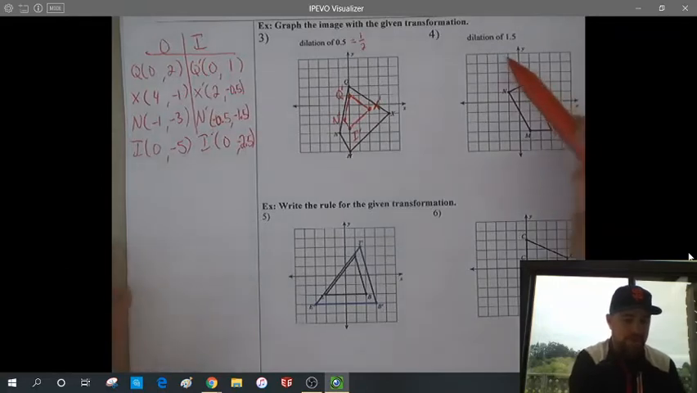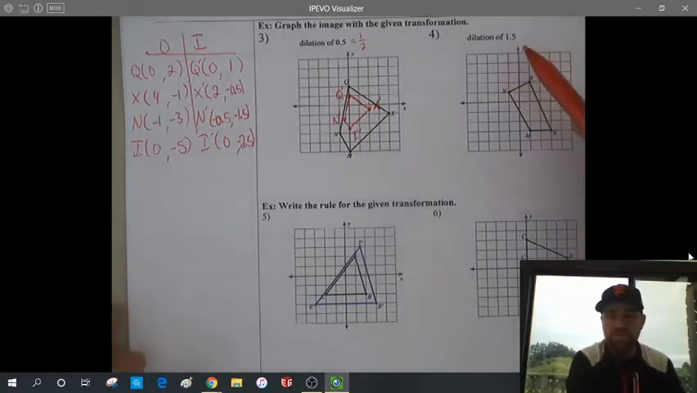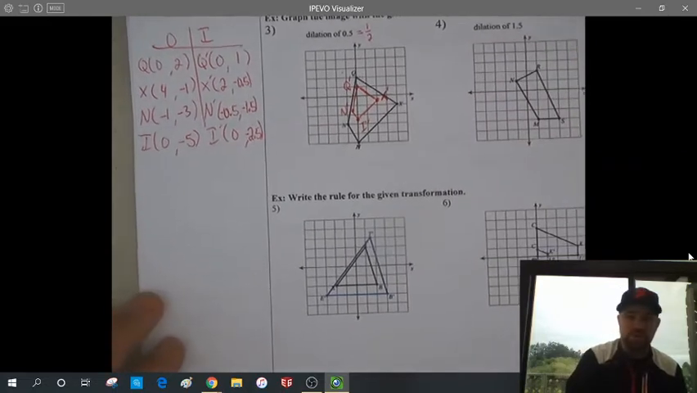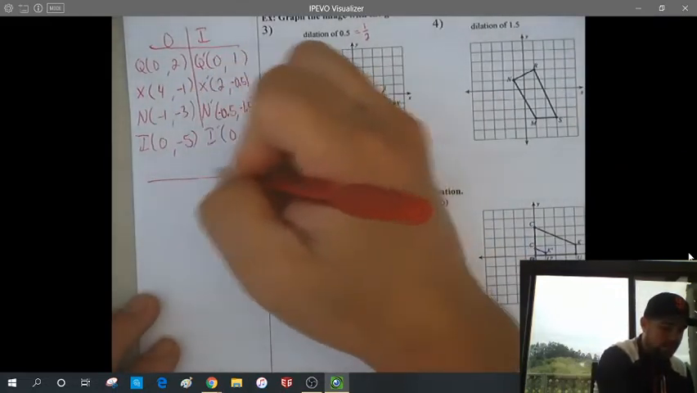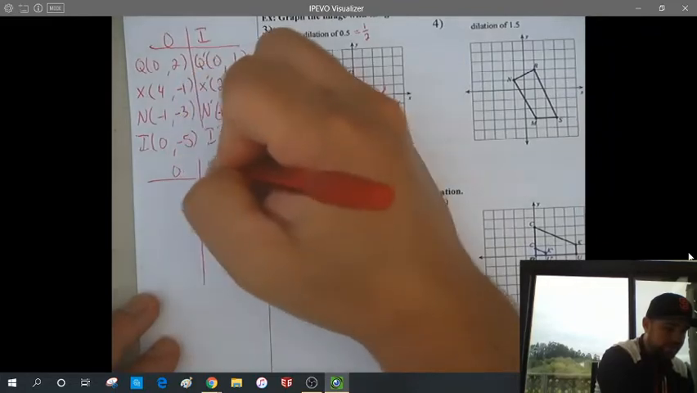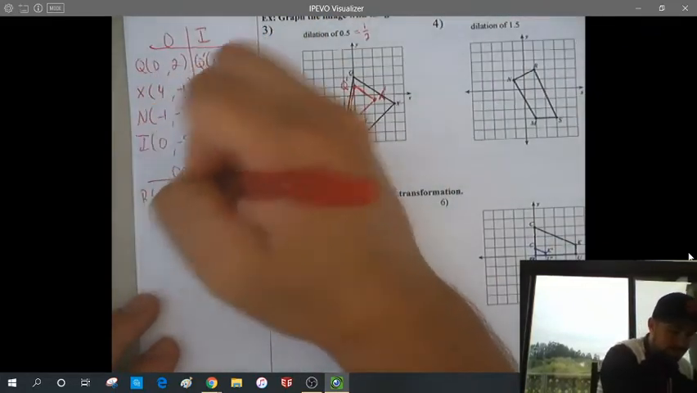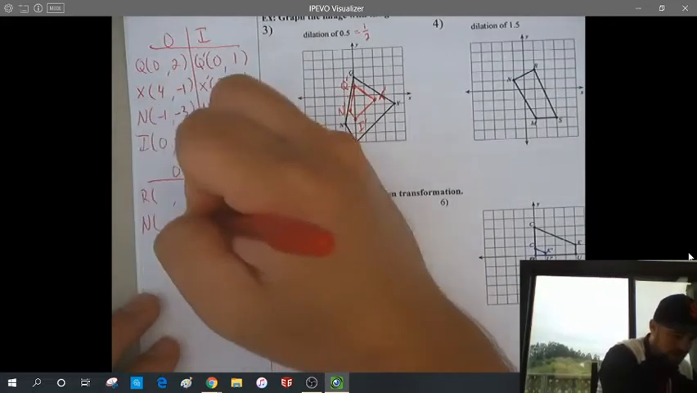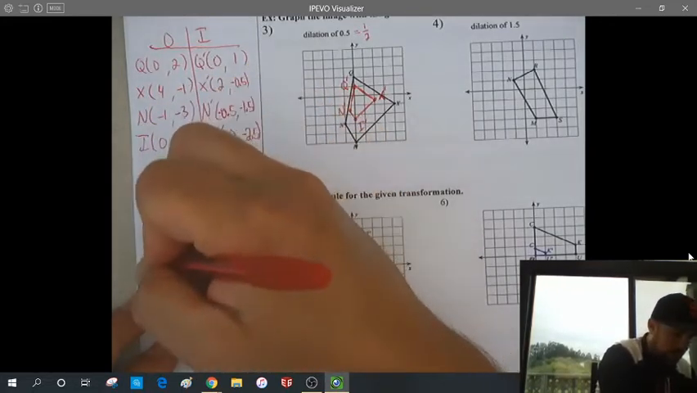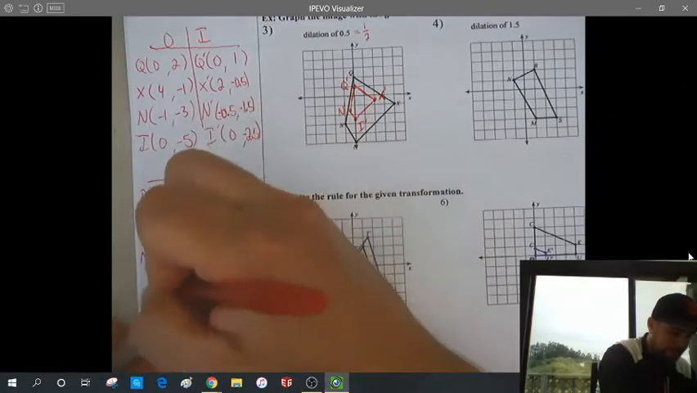Okay, another one to do here, this time a dilation of 1.5. So if we think about that, it's greater than 1, so this should make an enlargement, or make the figure larger after we do this. But again, start with our object and image chart. We've got an R, N, M, and an S.